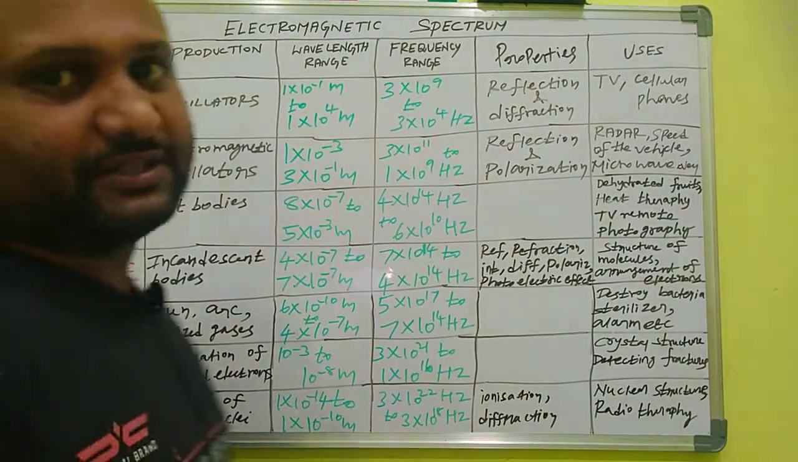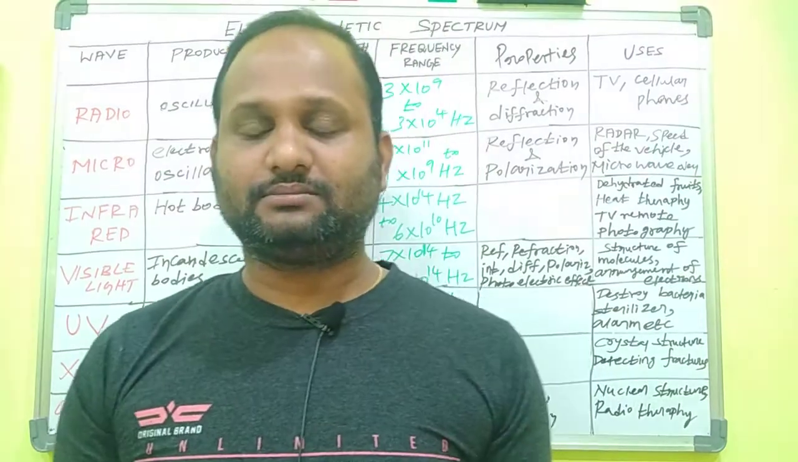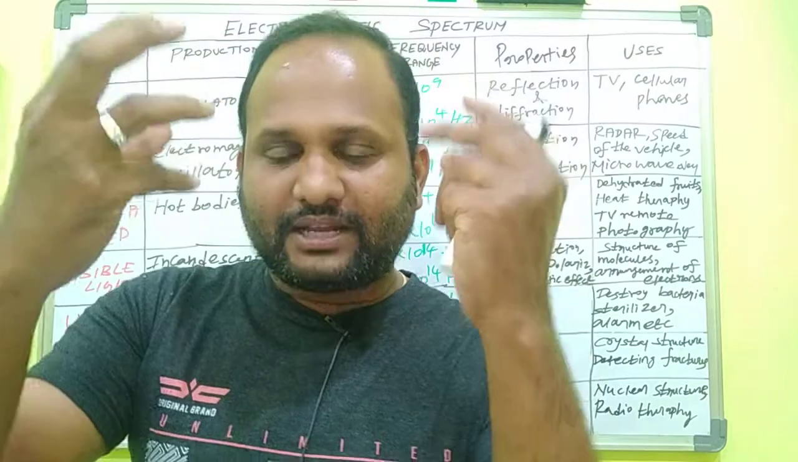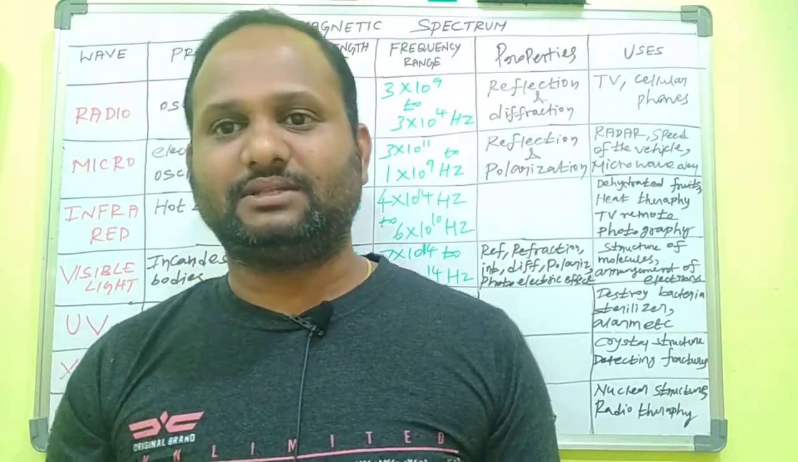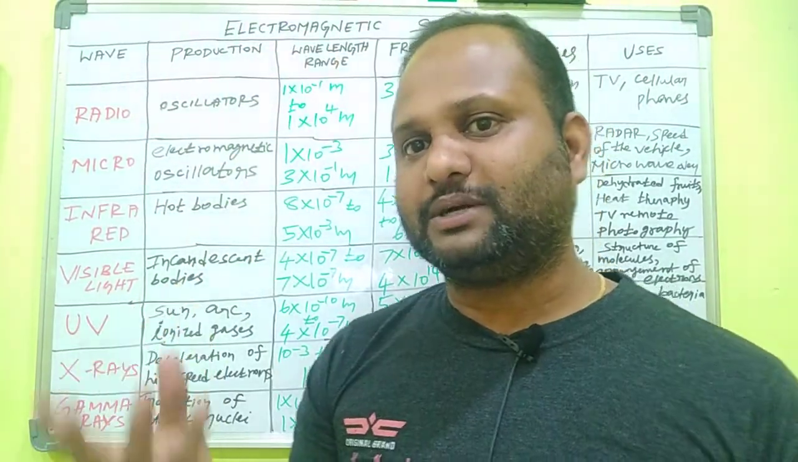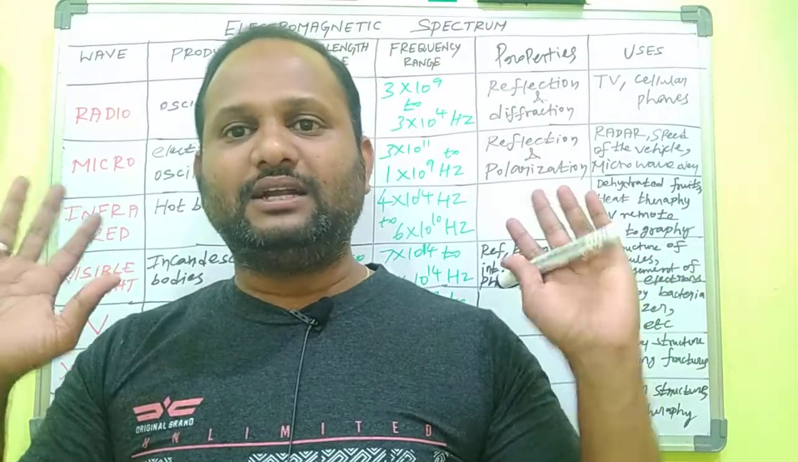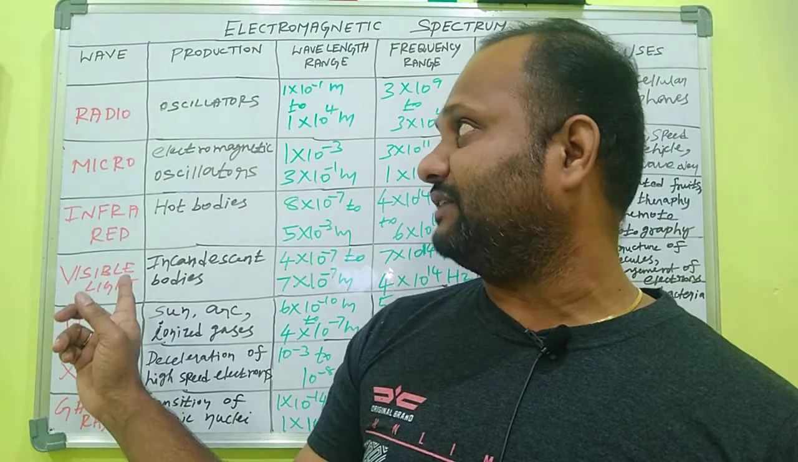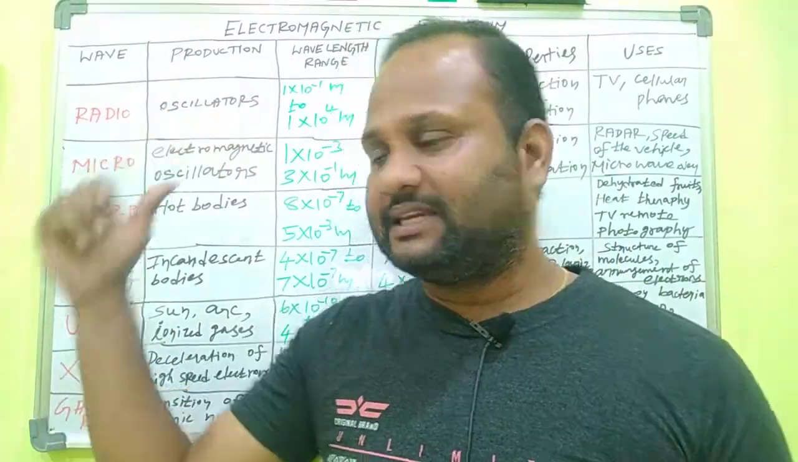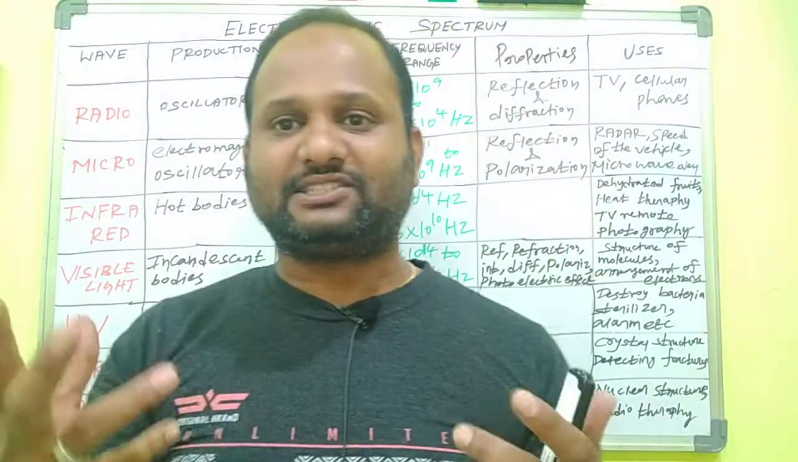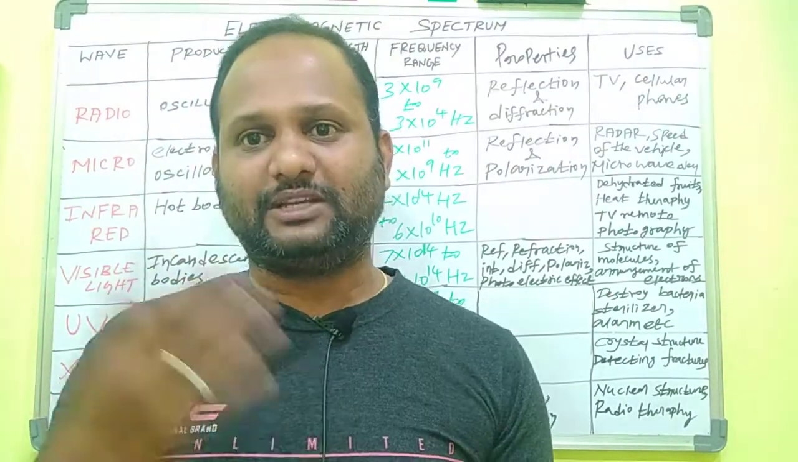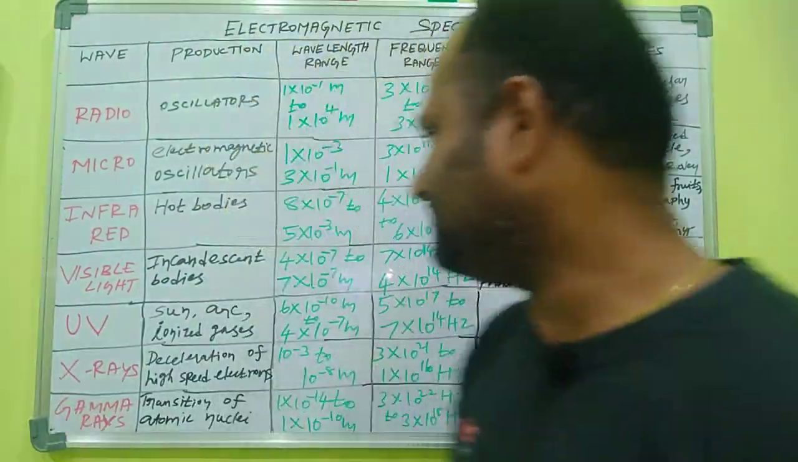Okay, the next is visible light. We know very well about visible light, because we can't see without light. Even if our eyes are working well, we can't see without light, because visible light is one of the most important things to see the colorful world around us. Visible light is one of the family members of the electromagnetic spectrum. It can be produced by incandescent bodies. Incandescent means it gives light, that means luminous bodies.